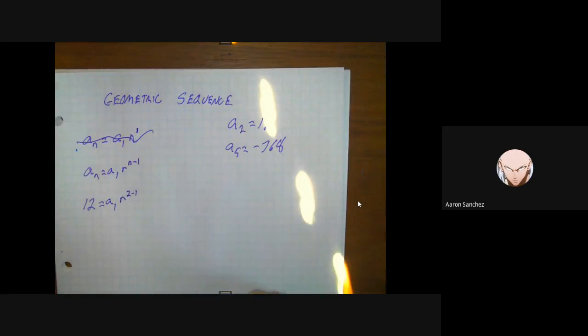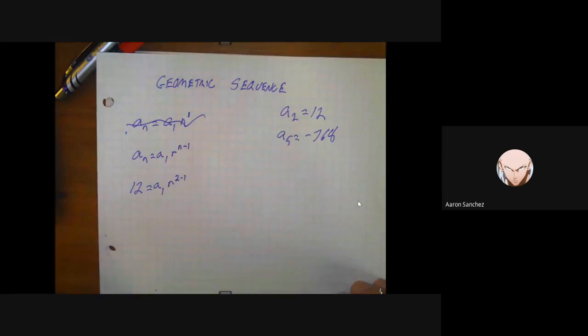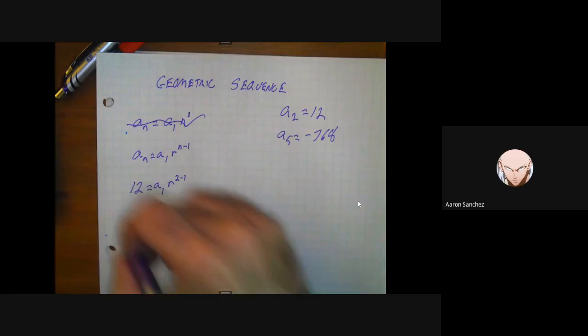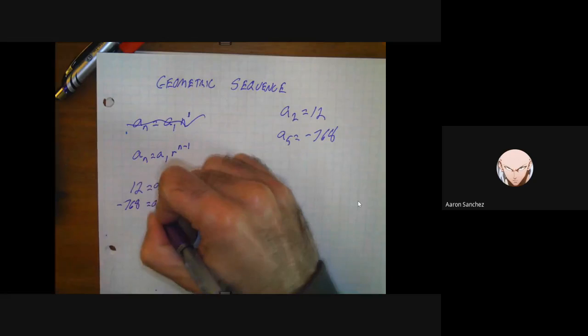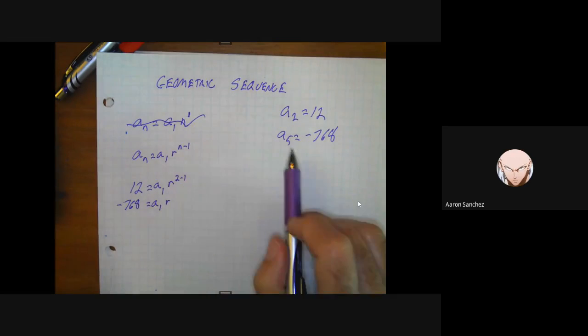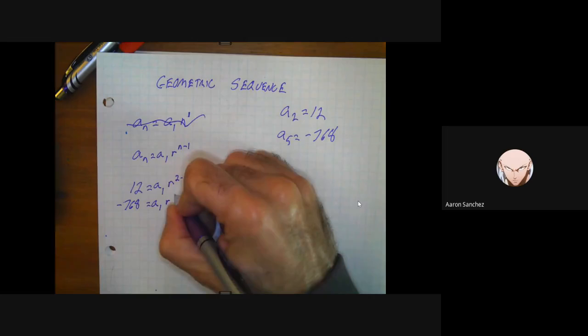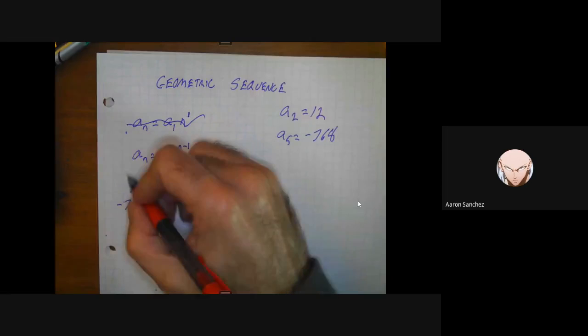And then my second equation is going to be, let me move everything over, I'm trying to avoid the glare. Negative 768 equals a_1 times r to the 5 minus 1. And then let's take this one and get a_1 by itself.